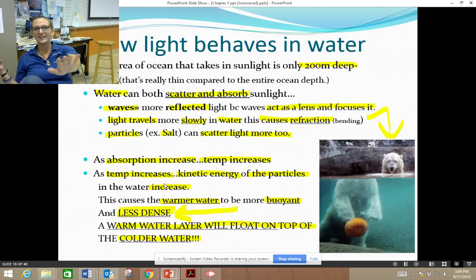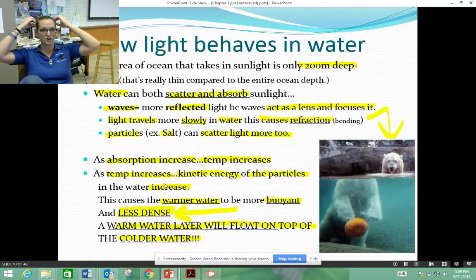Side note from this, if there are more waves, you're also going to have more turbidity, and more sediment from the bottom of your seafloor is going to get kicked up. That is also going to be like a double-edged sword. So not only are your waves reflecting that light back into the atmosphere, we're also going to be stirring up a lot of sediment, making the water really cloudy. So any light that does pass now has to fight through all that sediment.